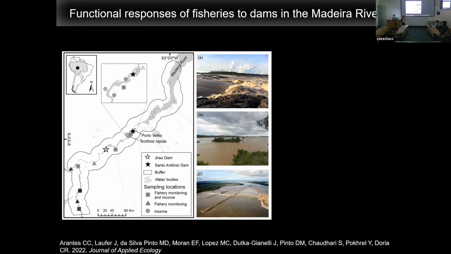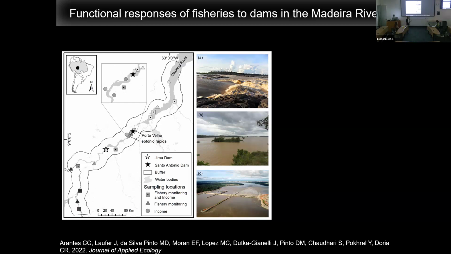Here we used a functional approach to understand the responses of fishery yields to the dams in the Madeira River. I would like to highlight the contributions of my colleagues, including Juliana Laufer. She is a postdoctoral associate at FIU here, working at the Tropical Rivers Lab with Dr. Anderson. You can see in A the image before the dams and the same location after the dams in B, and one of the dams shown in C.